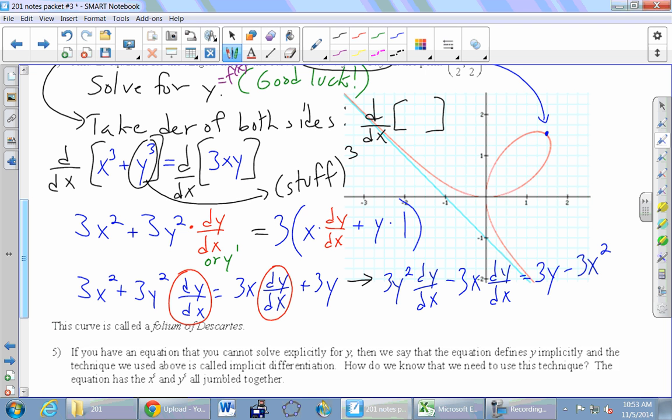So again, everything with dy dx on one side, everything without on the other. And the reason that's a good technique is that we can factor out dy dx on the left-hand side because there is now a dy dx in every term, right? So we factor that guy out, dy dx times what's left in the first term? 3y squared. What's left in the second term? Minus 3x. Just copy the right-hand side.